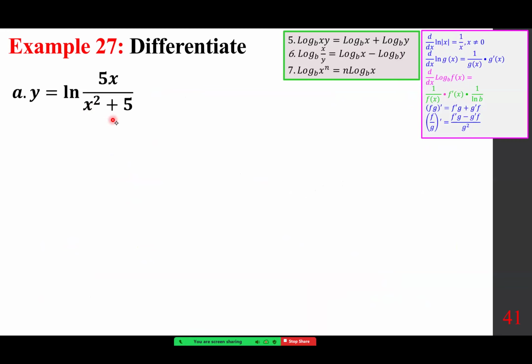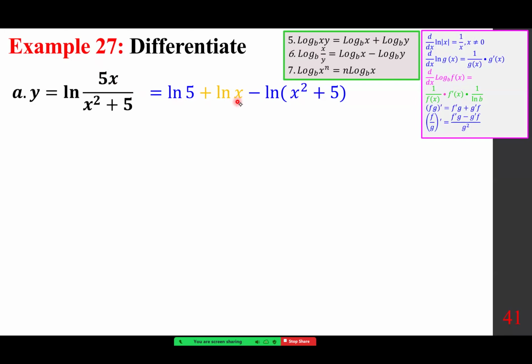y equals ln of 5x over x squared plus 5. We want to differentiate this, again reminding you of some logarithmic properties and differentiation formulas. We're going to cut this into two parts, ln of the top minus ln of the bottom. This is the quotient rule. Ln of the top, ln of 5x, becomes ln 5 plus ln x, using the product rule.